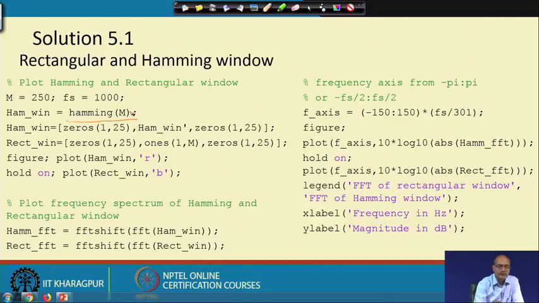Hamming of M, where M is the number of samples, and the variable ham_win gives us a column vector. So we have transposed it to make it a row vector, and we have padded zeros on both sides to appreciate how it would look if we go beyond the window. The rectangular window is created the same way. We have padded both sides with 25 zeros, and in between we have 250 ones. First, we plot the Hamming window using the color red and hold that plot. On the same plot we have given the rectangular window.